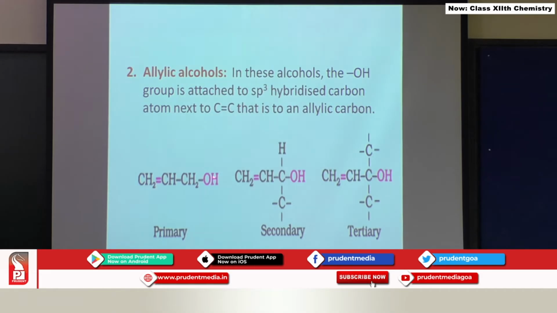Now, this OH is attached to an allylic carbon which has two hydrogens directly attached to it. Therefore, it is called a primary allylic alcohol. Look at the second compound, all of you. The OH group is attached to an allylic carbon which in turn is attached to only one hydrogen. Therefore, this is called a secondary allylic alcohol. Whereas in the third case, the OH group is attached to an allylic carbon to which no hydrogen is directly attached. Therefore, it is called a tertiary allylic alcohol.